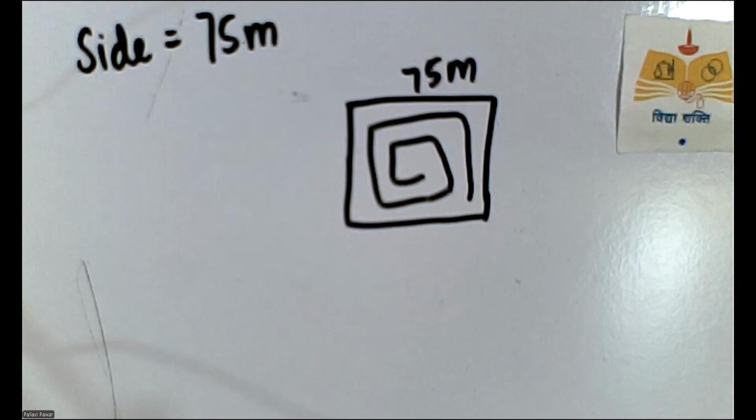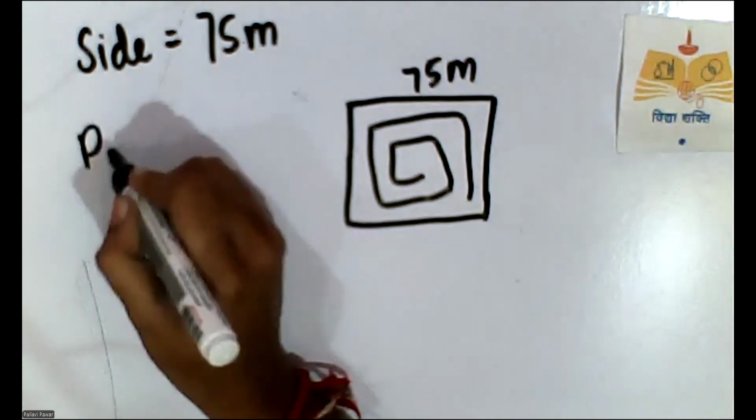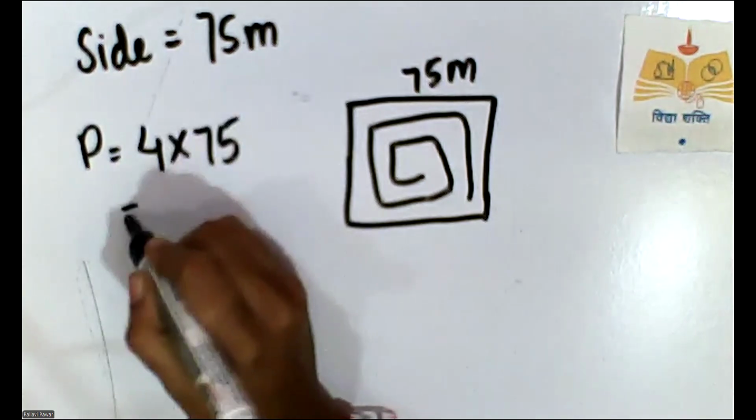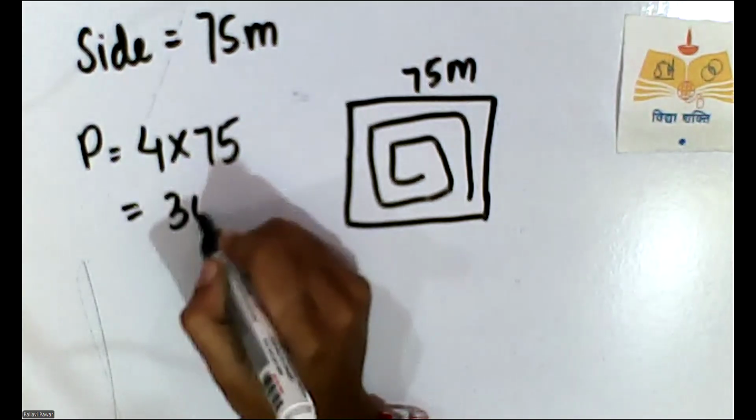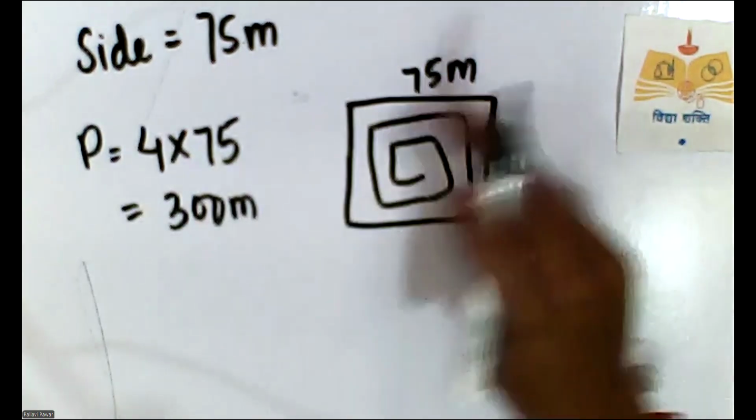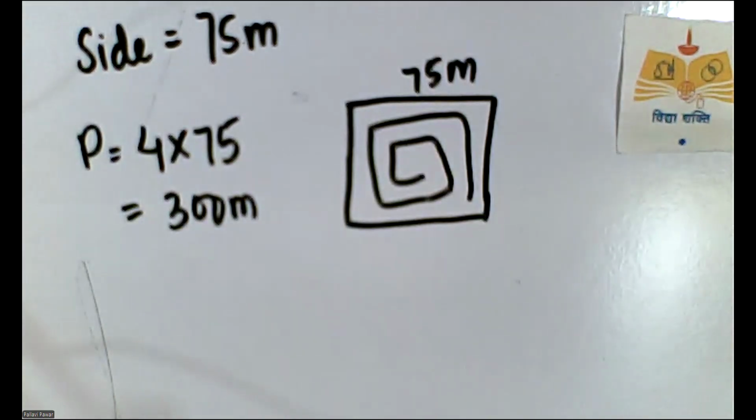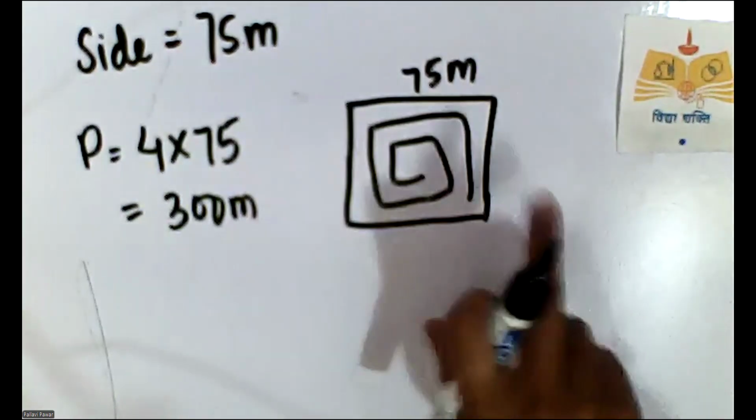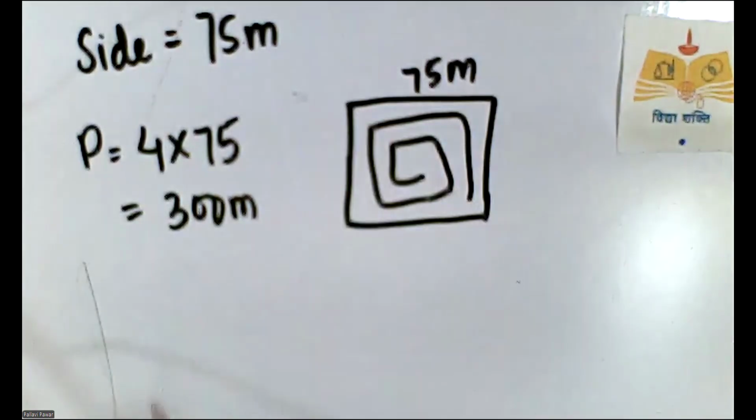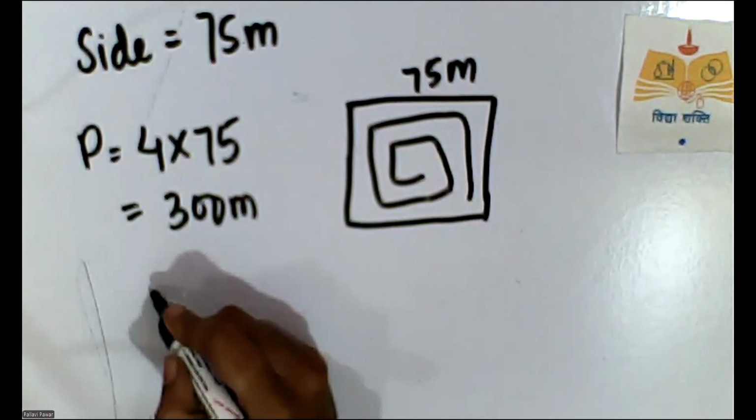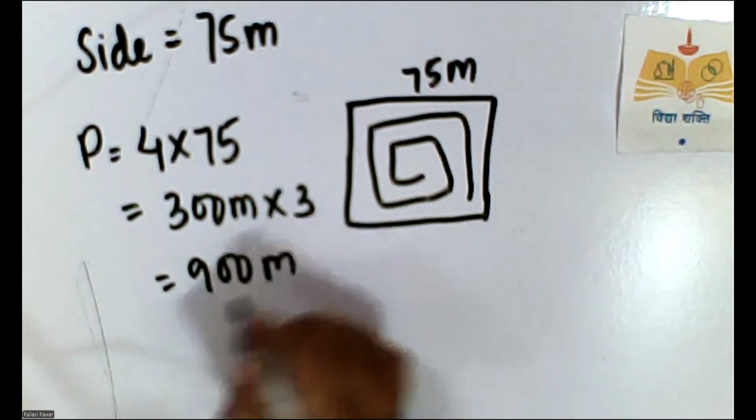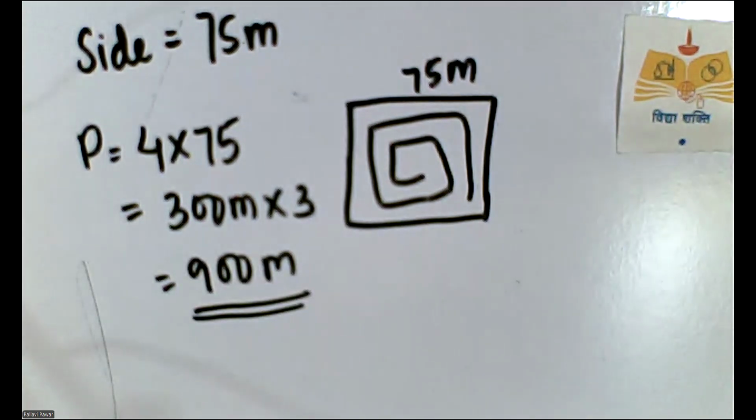So firstly we'll try to find its perimeter. It is 4 into 75. 4 into the length of each side, which adds up to 300 meter. So one perimeter of this park we have found. She takes 3 rounds, which means she moves 3 times around this park. So the perimeter we have got, we'll multiply by 3. So it becomes 900. So the total distance she covers is 900 meter. This way you all have to solve the problems.